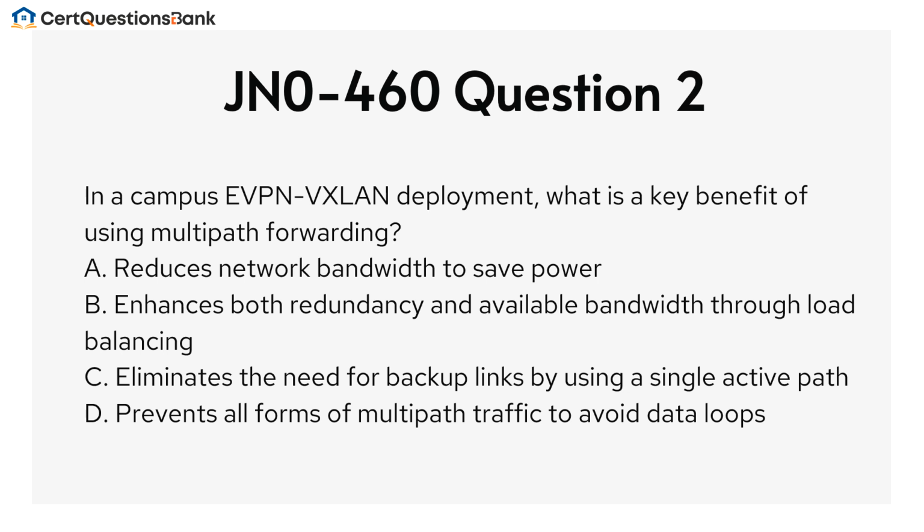In a campus EVPN-VXLAN deployment, what is a key benefit of using multipath forwarding? A. Reduces network bandwidth to save power. B. Enhances both redundancy and available bandwidth through load balancing. C. Eliminates the need for backup links by using a single active path. D. Prevents all forms of multipath traffic to avoid data loops.